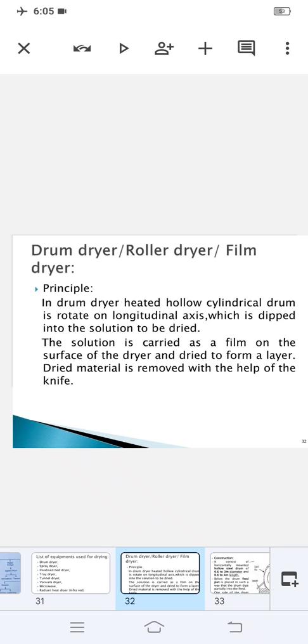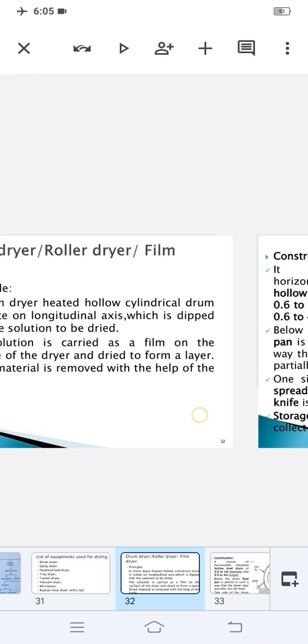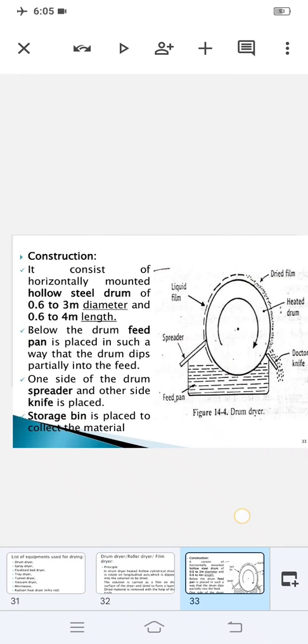What happens in this? There is a cylindrical hollow drum which is heated, and that cylindrical hollow drum is rotating on its longitudinal axis. Then that cylindrical drum is dipped into the solution, the solution which is to be dried. The solution is carried as a film on the surface of the dryer and it is dried to form a layer. Let us see the construction of the drum dryer.